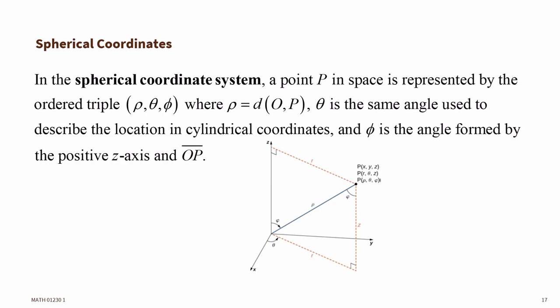So rho, not too bad. Theta, easy to figure out, right? Just look at the projection on the xy plane, and the angle that the line segment from the origin to that projection makes with the positive x-axis. Phi is the new concept. How much does it decline from the positive z-axis? Theta, again, typically we take between 0 and 2 pi. Phi actually does have a set domain. What do you think the domain of phi is?